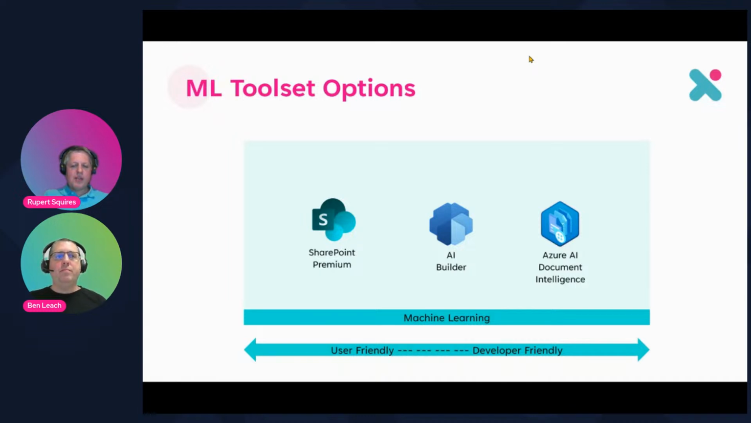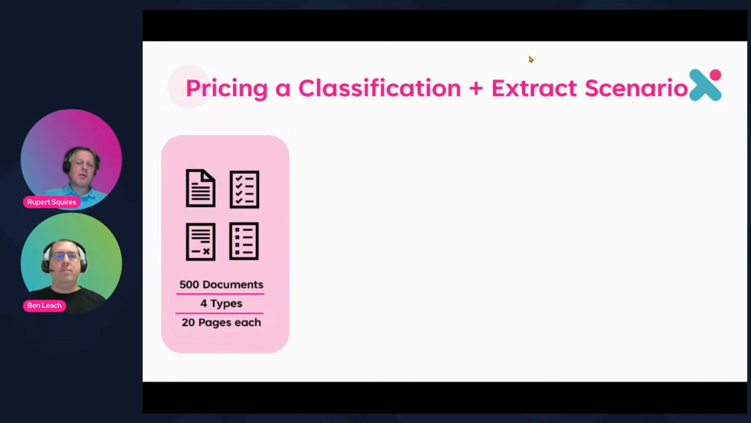Okay, well, you teed me up nicely there. So Ben, I said, look, I'm going to come up with an example, and then I'd like you to price it up using those different options so people get a feel of what those are capable of. So in this example, I've got 500 documents. There are 4 different types of document in there, for example contract, MSA, invoice, and the average document is 20 pages each. So the first thing I wanted to be able to do is classify it.